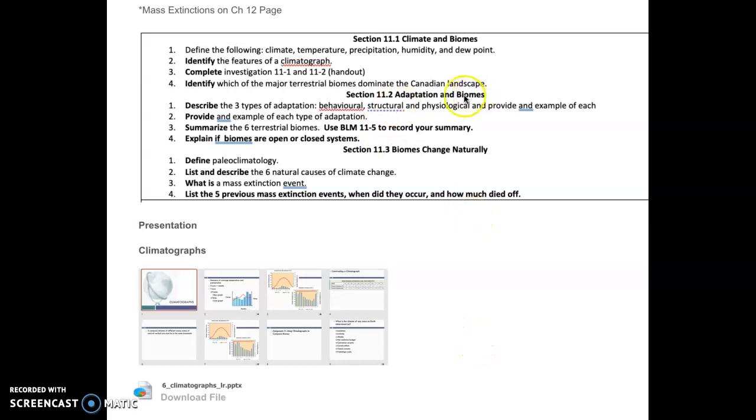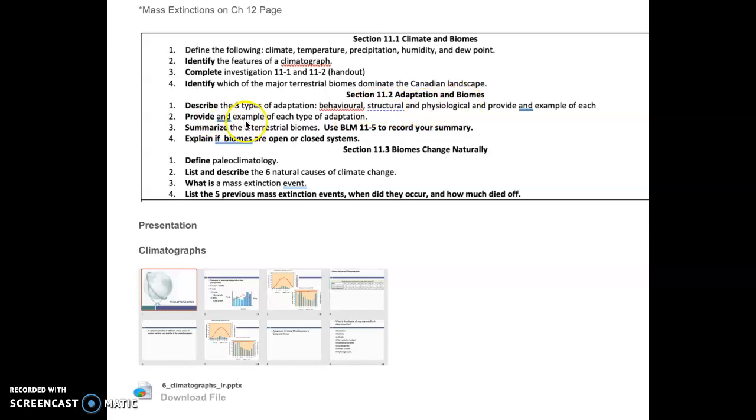Biomes. Here we go. Adaptations and biomes. Okay, so looking at this second piece that we didn't talk about in the first video, adaptations are things that help species survive. There's behavioral, structural, and physiological adaptations for each.